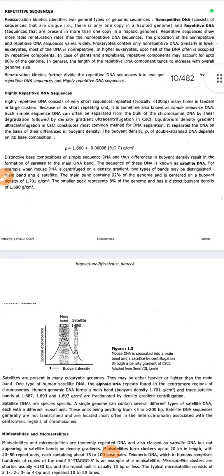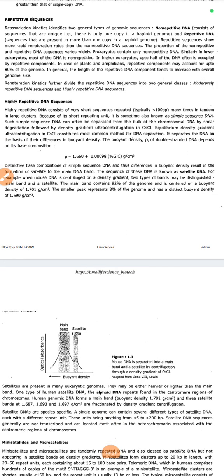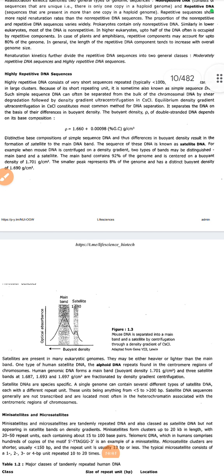Because the repeat is short, such simple sequence DNA can often be separated from the bulk of the chromosomal DNA. It is easier to separate them by shear degradation followed by density gradient ultracentrifugation in cesium chloride. Because they are short, they can be easily separated by CsCl equilibrium density gradient ultracentrifugation, which constitutes the most common method for DNA separation. How do you separate the DNA? It's using the CsCl method, which separates DNA on the basis of differences in buoyant density.